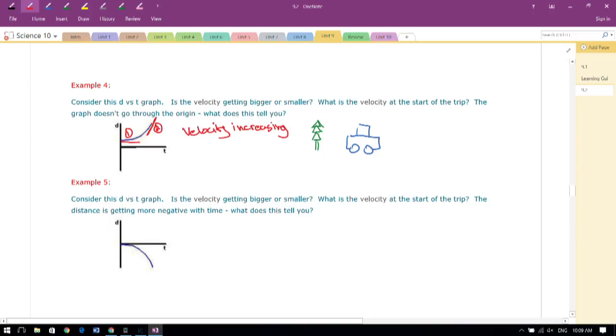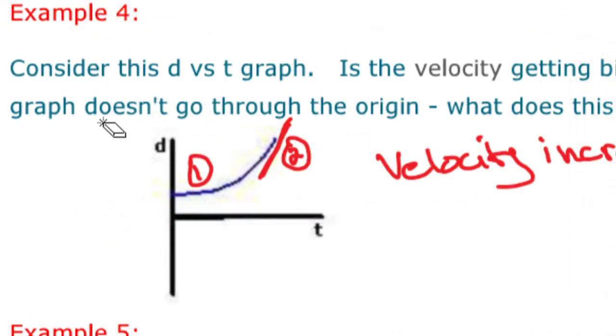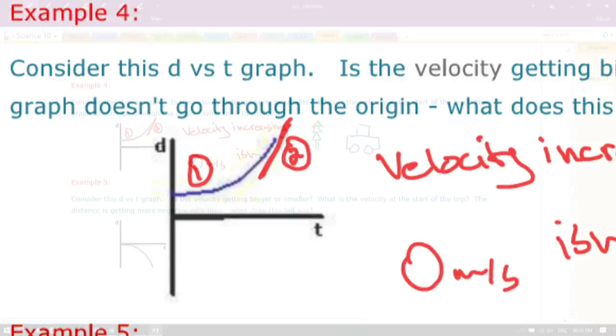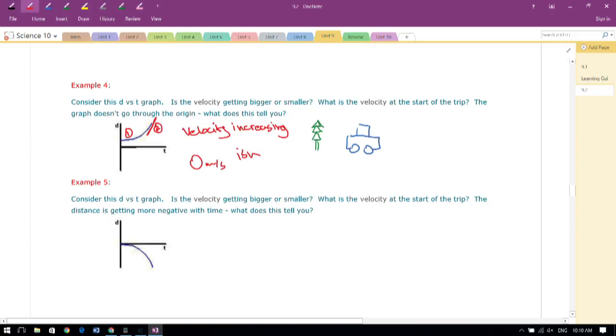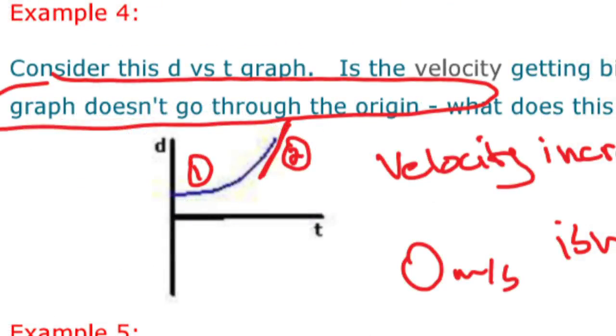What was the velocity at the start of the trip? So right at the beginning, what was the velocity here? What does it look like? Right there. A little bit hard to see maybe. If we were to take a guess at that, 0-ish. I'd go with that. And then, this is a super important point. The graph doesn't go through the origin, meaning that it doesn't start down here. So what does that tell you about the car? You might have to think really hard about what this means in terms of distance versus time.